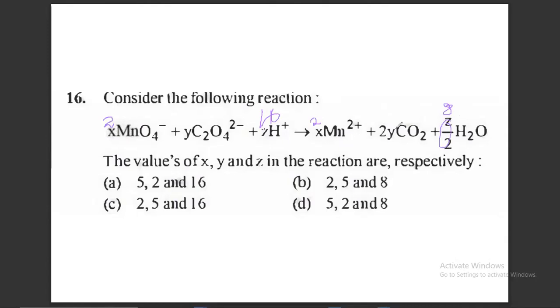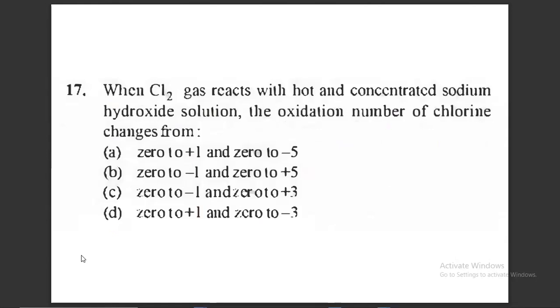Now carbon dioxide, 2Y, then this must be half of the value of Y. So if I put a 5, just check whether this becomes 10, right? 5 to the 10. So 2, 5, and 16. 2, 5, and 16 is the answer. X is 2, Y is 5, Z is 16. This is the answer to question number 16. Let us read question number 17.